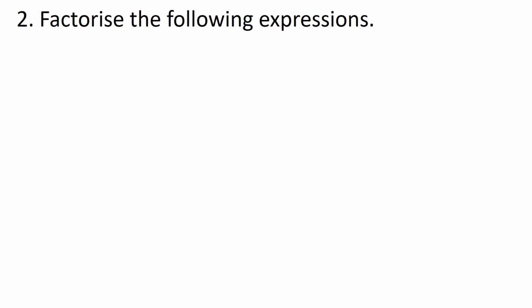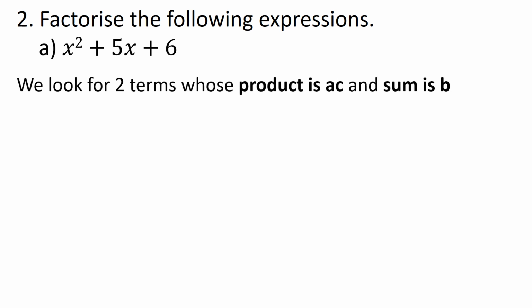Example 2. Factorize the following expressions. x squared plus 5x plus 6. Here we realize that we have 3 terms, and the first thing that we need to do is look for 2 terms whose product is AC and the sum is B. Our A in this expression is 1, our B is 5, and C is 6.